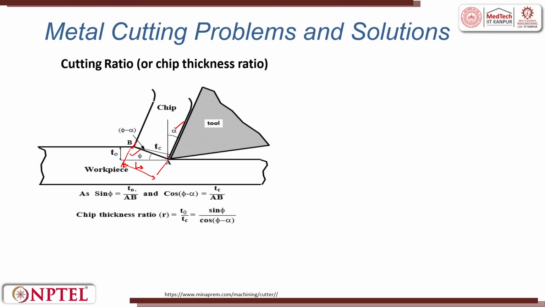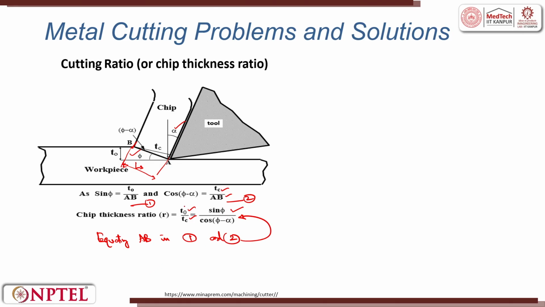Here sin phi is equal to T naught by AB. If this length of shear plane is AB, sin phi is T naught by AB, and cos of phi minus alpha is equal to TC by AB. So the chip thickness ratio T naught by TC could also be put as sin phi by cos of phi minus alpha. That is, we take the ratio here. So how has it come? If I put this as equation 1 and this as equation 2, equating AB in 1 and 2, we get this equation.